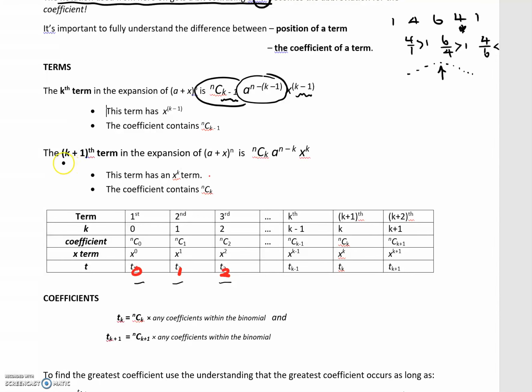The k plus 1th term or position has in it the coefficient nCk and whatever other numerical value is incorporated into a term. Both of those put together make the coefficient.